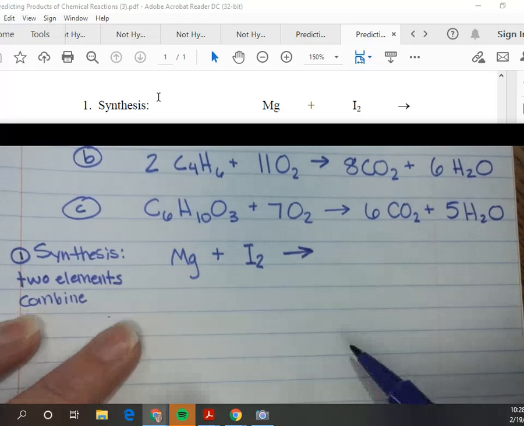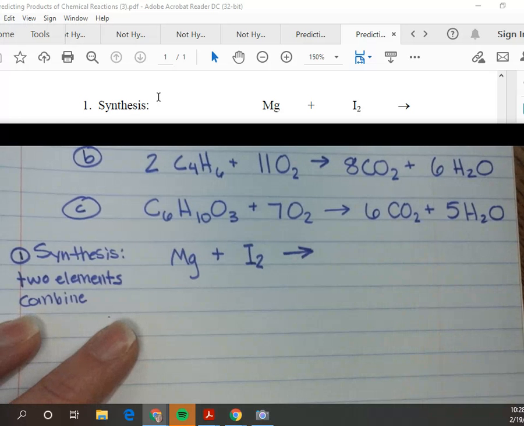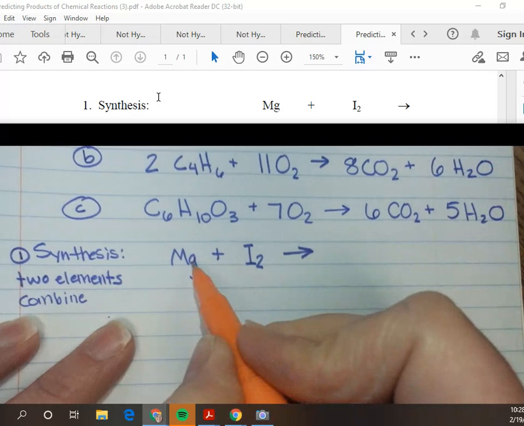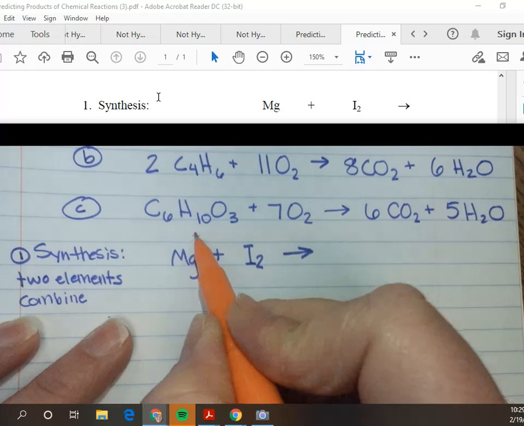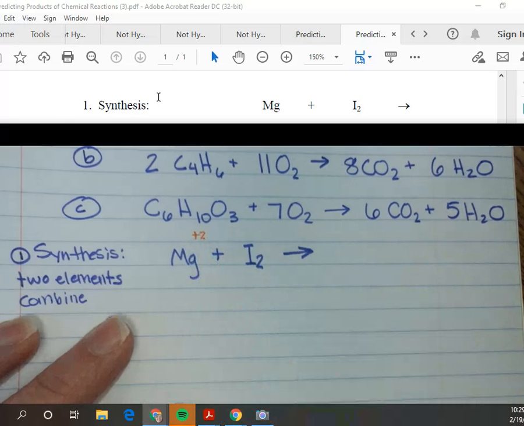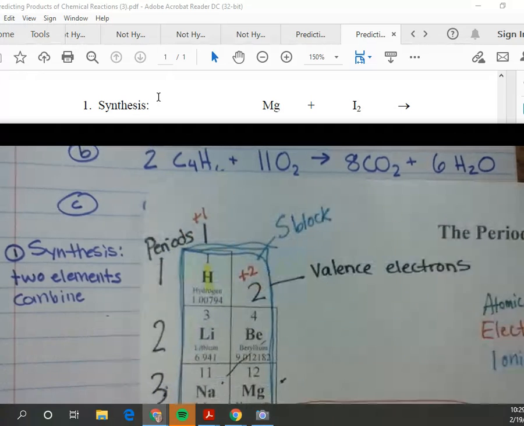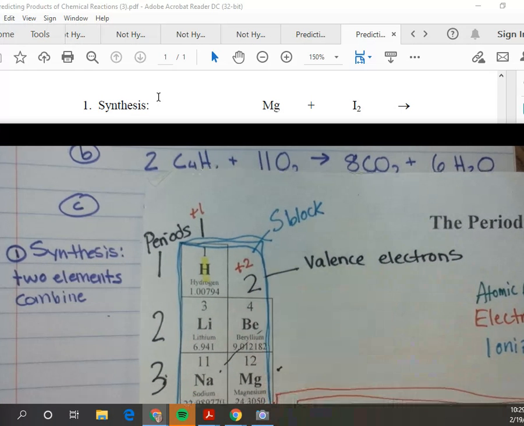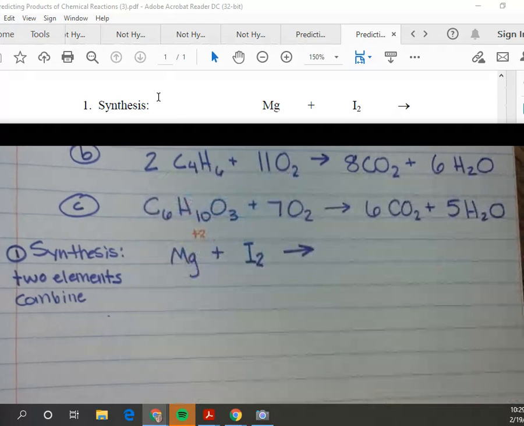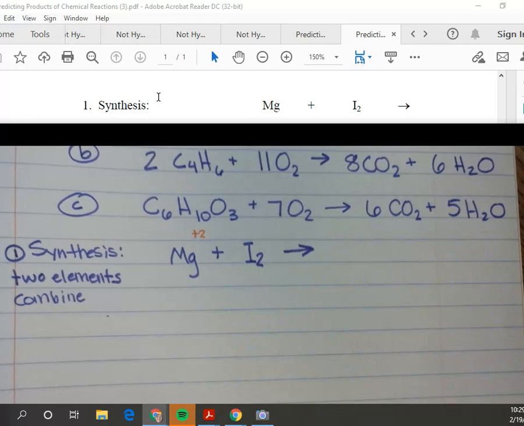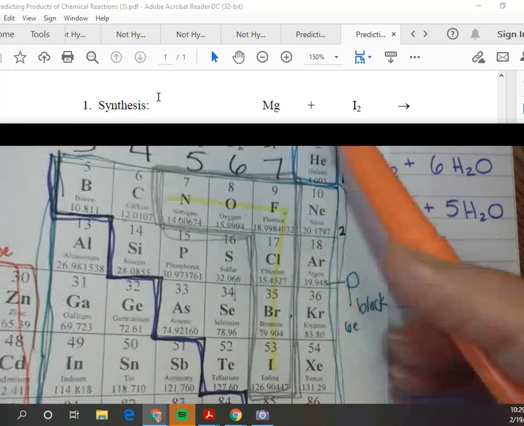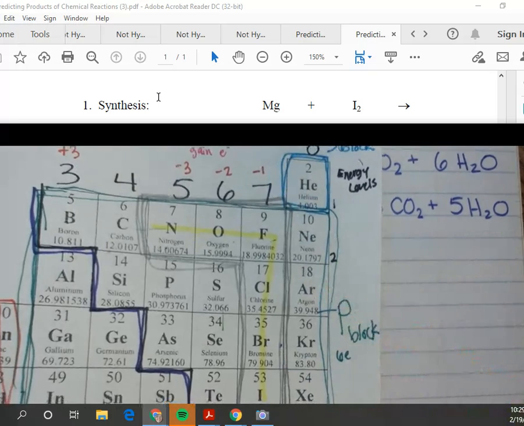And it's going to yield, well, what is it going to yield? How do we know what it does? We know they're going to combine. We look at magnesium makes a +2 charge. How do you know that? Well, we come back to our periodic table. Magnesium is right here in the second column, so it has a +2 charge. It's going to lose 2 electrons. Iodine is going to make a -1 anion.